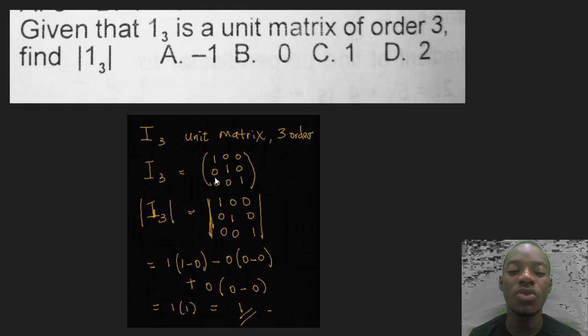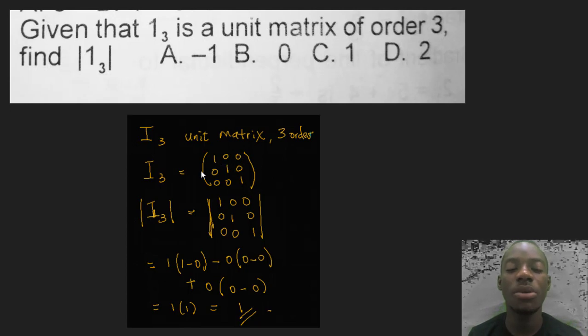For it to be a unit matrix of the order of 3, that means it is a 3 by 3 matrix, but it has only 1 on its diagonal, and that's what this means. Unit matrix of this order: 1 1 1, then 0 on the other parts, and that's what I have here.